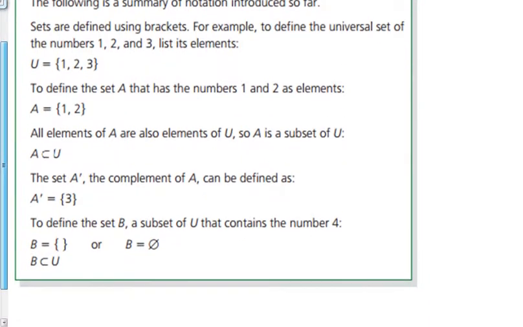The set A prime is the complement of A, and can be defined as A prime is equal to {3}, because A prime includes all of the other things in U that are not a part of A. To define the set B, a subset of U that contains the number 4, B is equal to the empty set, because 4 is not a part of our universal set, U.